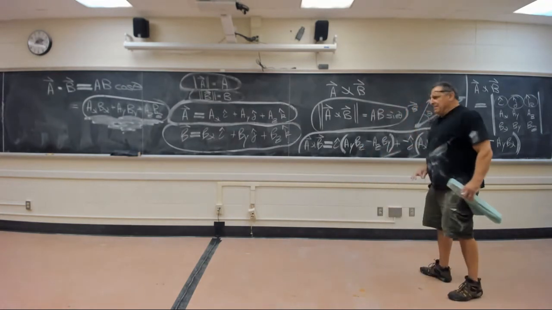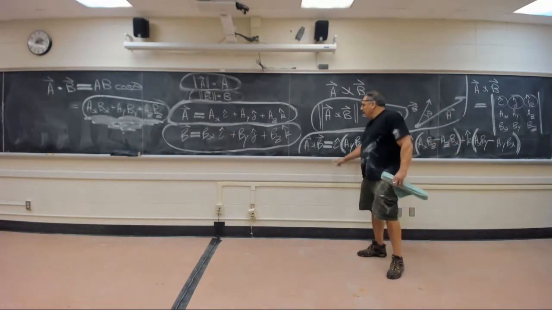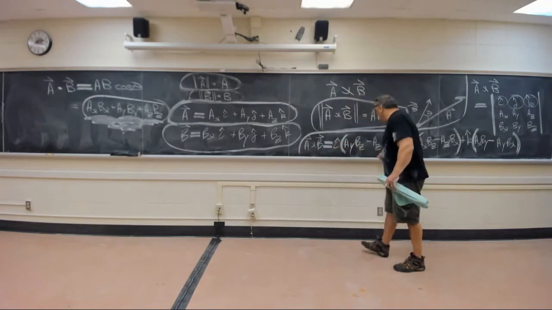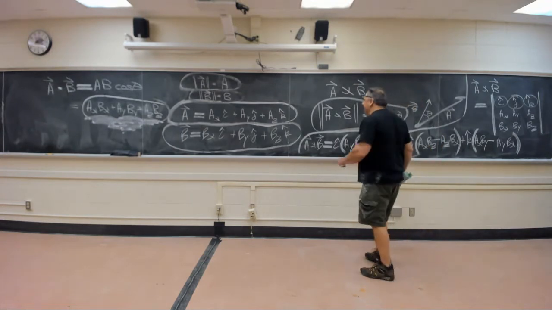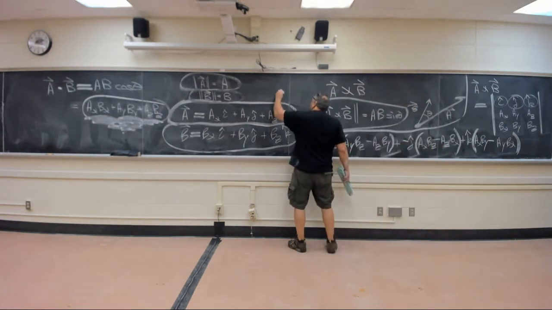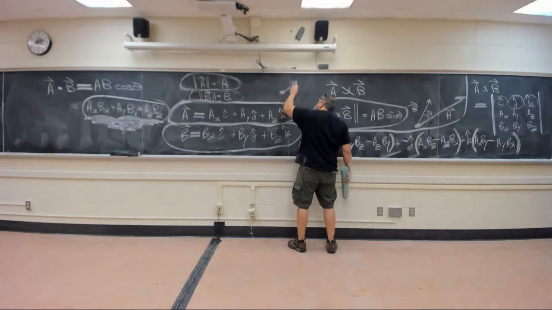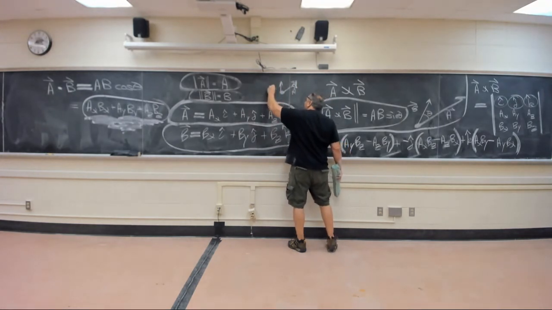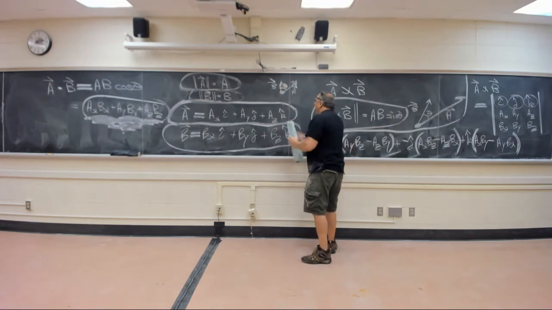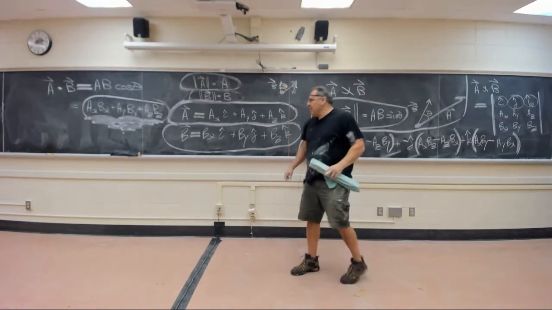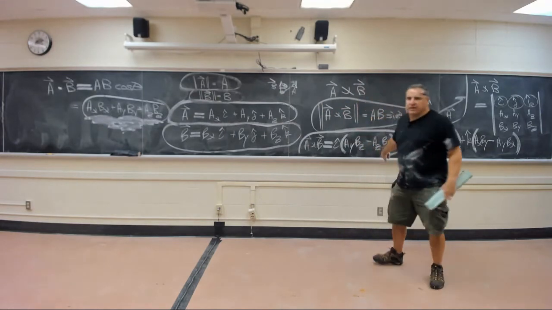Believe it or not, A vector cross B vector is going to be a vector that looks just like this. Remember how we did that? Here's A vector. Here's, let's say, B vector. And here's theta between them. And bam, it pops out looking just like this.